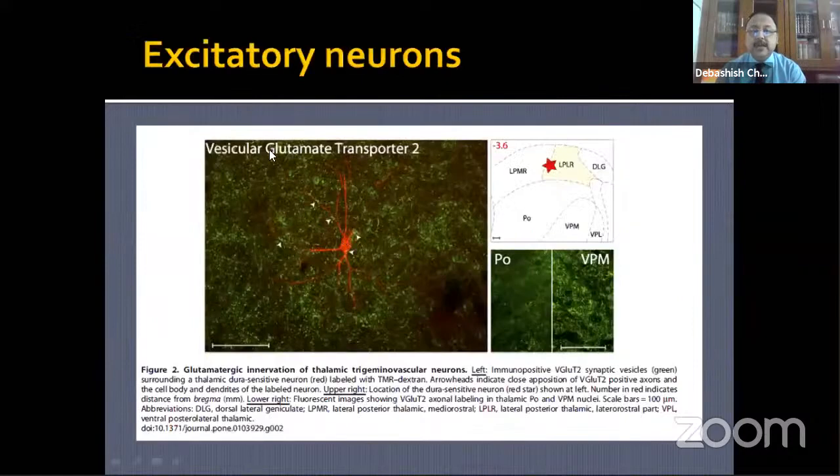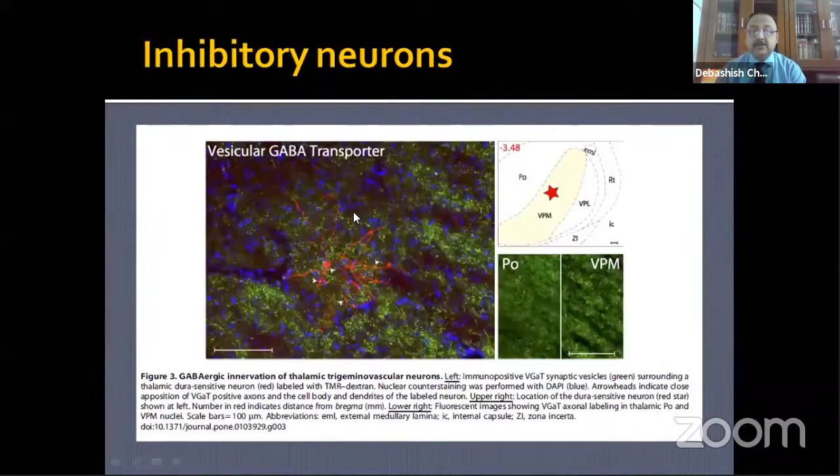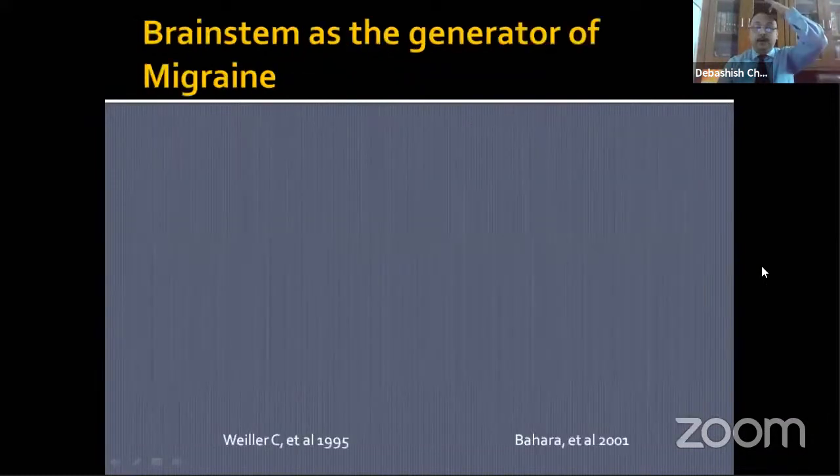They could actually show that there are vesicular glutamate transporter neurons, which are excitatory, and then there are vesicular GABA transporter neurons, which are inhibitory, and they have an interplay in the brainstem in choosing whether the particular pain signal is going to go up in the brain or not.